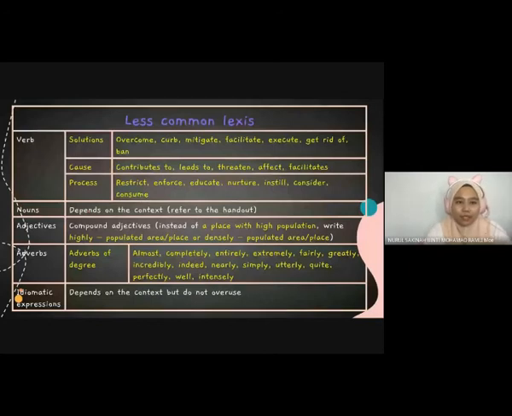So do some studies on this. I think you can search on Google on synonyms of words. Okay, but make sure you refer to your teacher if you're not sure what does the words, if you're not sure whether the words is suitable with the context or not. Yeah? Okay.